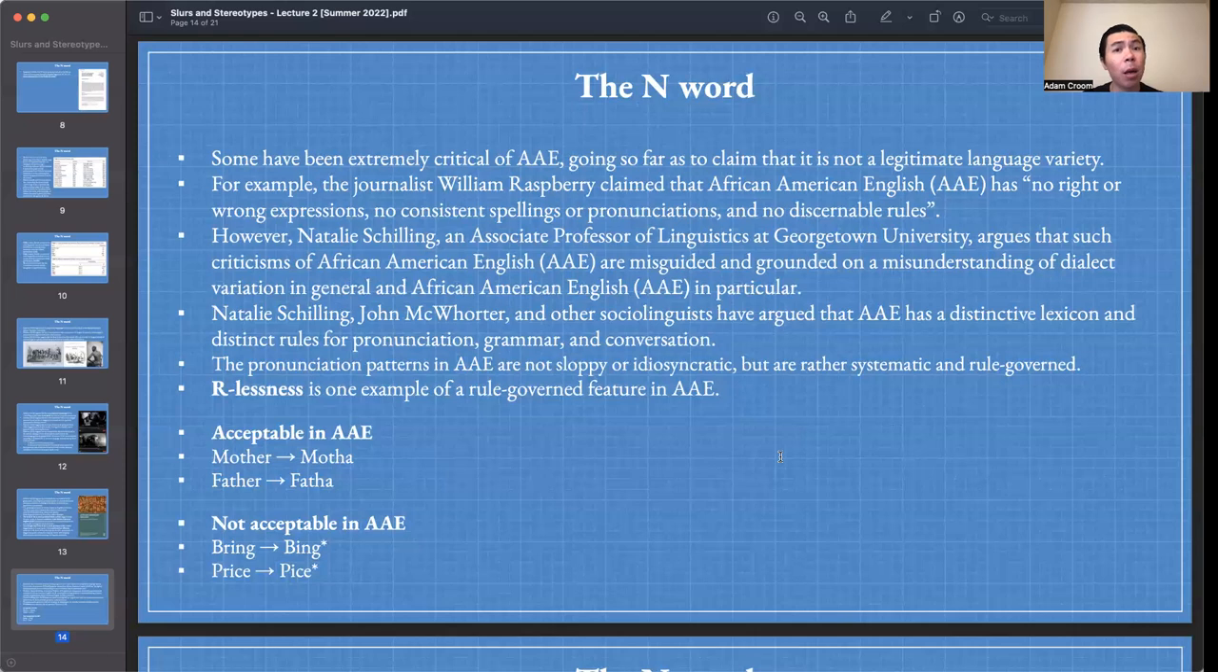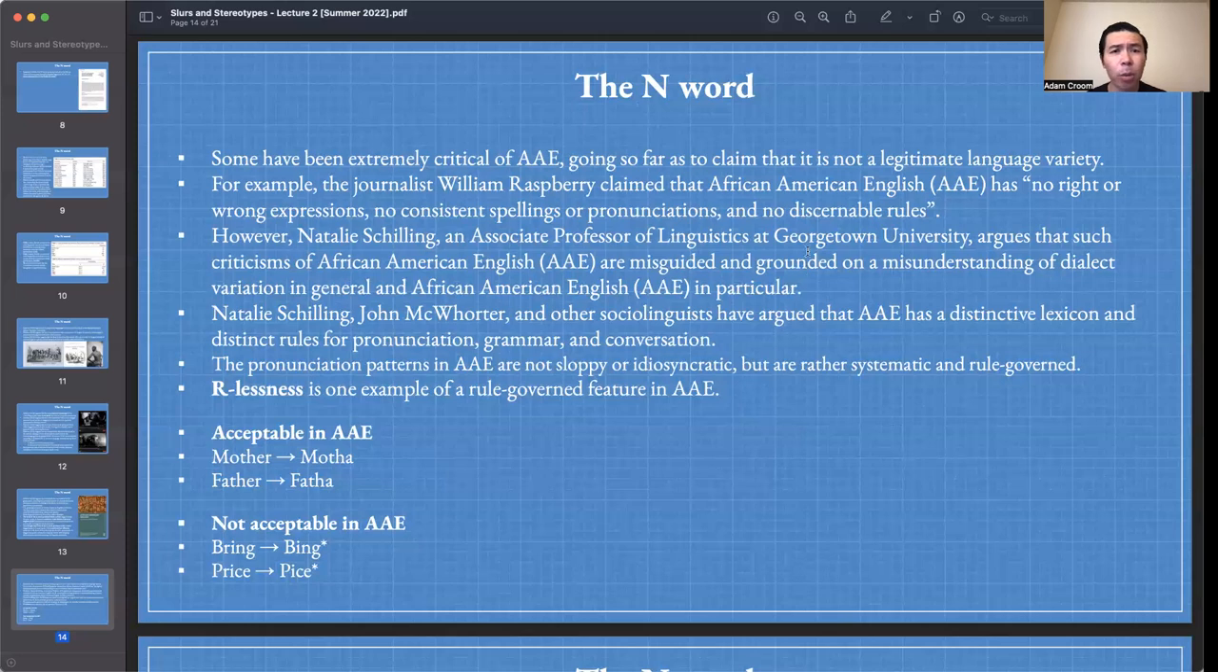The point here is that some have suggested that AAE is not a legitimate dialect or language because it's not SAE, it's not Standard American English. Okay, and what I'm trying to point out here, and what other sociolinguists are pointing out here, is that this is incorrect. Okay, we need to first ask, does AAE have systematic rules? And if AAE is fully systematic and rule-based, then it's just as much of a legitimate dialect as SAE or any other dialect.